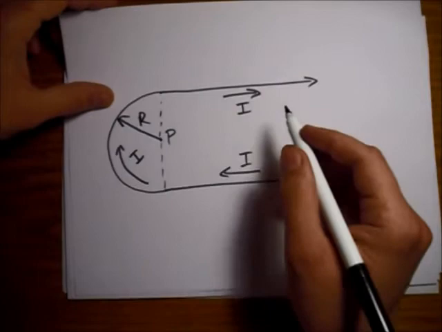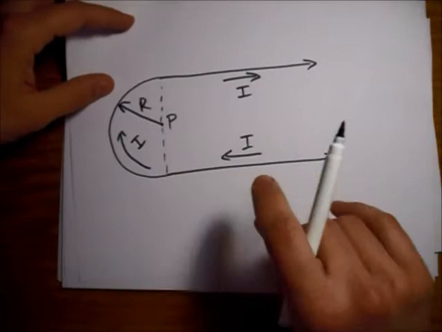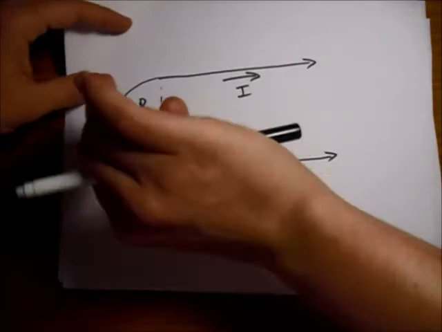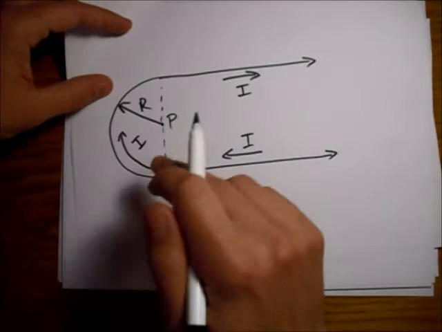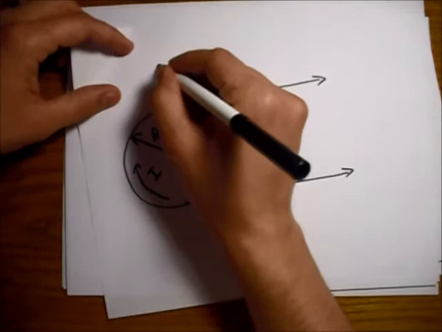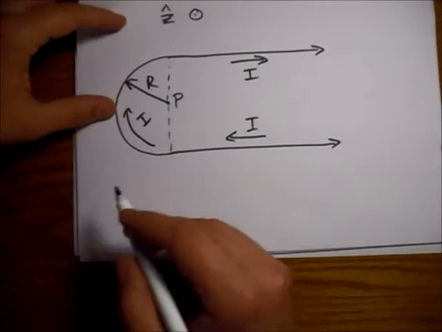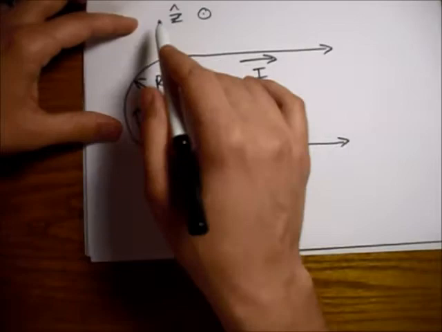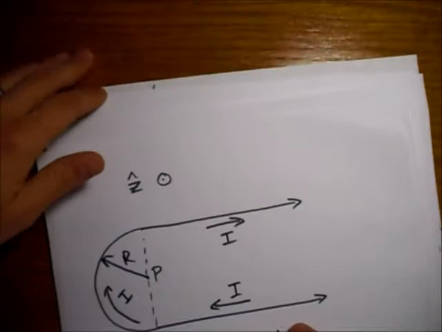So let's do the semicircle part first, right? How is it going to be pointing? Well, at point P, if we use the right-hand rule, the current is curving around in this direction. So our thumb points into the page, and B will be pointing into the page. So if we call z hat pointing out of the page again, just for consistency, then we'll get minus z hat for our direction of our magnetic field. So let's go back and copy our Biot Savart law again.